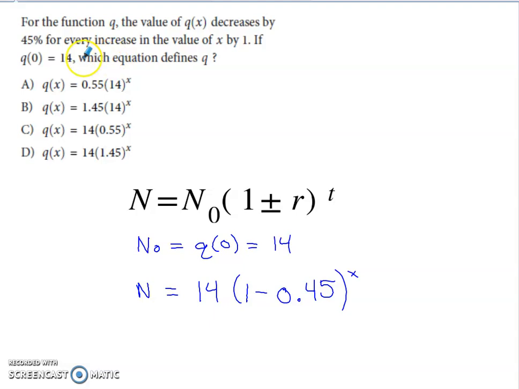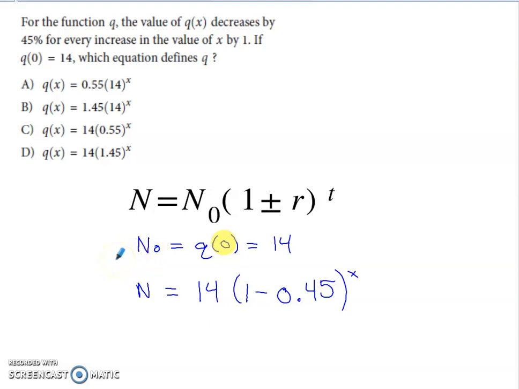Now you have to make sense of this Q of 0 information. If Q of 0 equals 14, that is at time 0, right? At time 0, 0 years after this population is being monitored, we have an initial population of 14. That is N0. So if we recognize that, we can quickly narrow it down to either option C or option D.